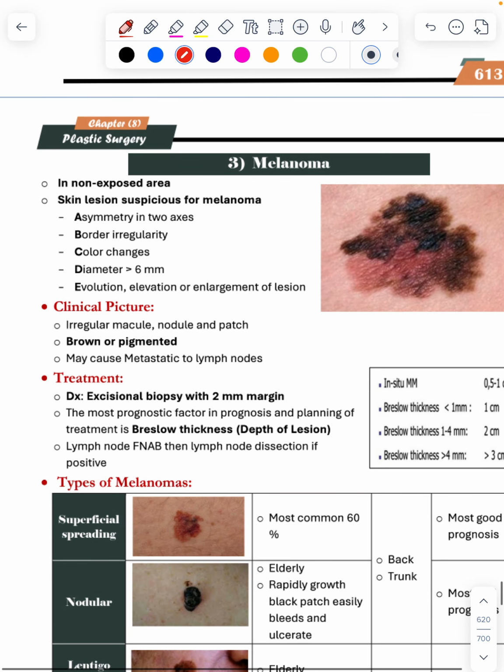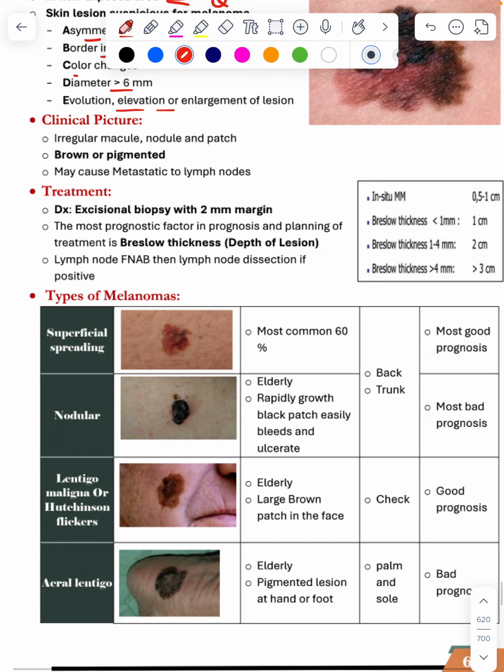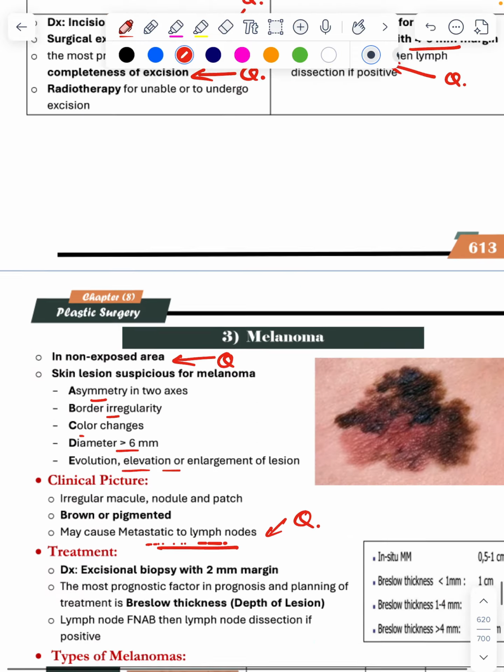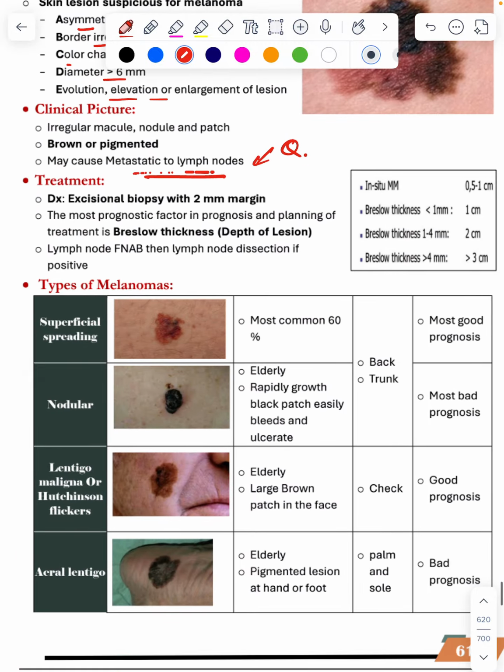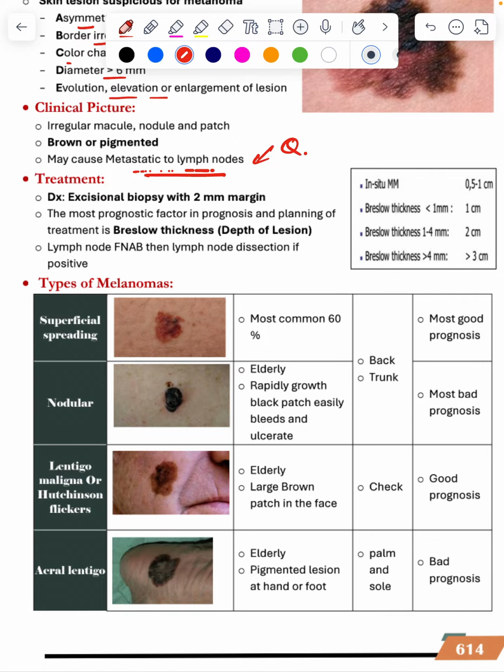Melanoma, again, non-exposed area. So skin lesions may be asymmetric. A, B, C, D for this: asymmetry, border irregularity, color changes, diameter, elevation, enlargement. Irregular macule, nodule, patch, pigmented, may cause metastasis to lymph node. This is important. Basal cell carcinoma, by contrast, is locally invasive. Excision biopsy with 2 mm margin.